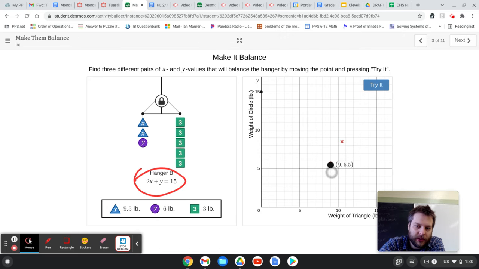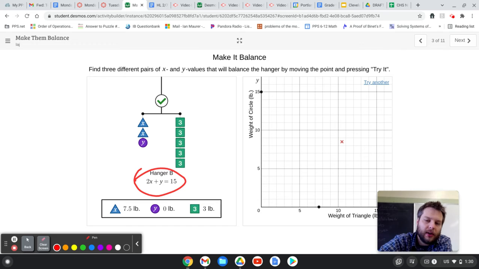Imagine y is equal to 0. Then we just have 2x equals 15. If 2x equals 15, x needs to be 7.5. 2 times 7.5 is 15. When I try that out, it becomes a solution.